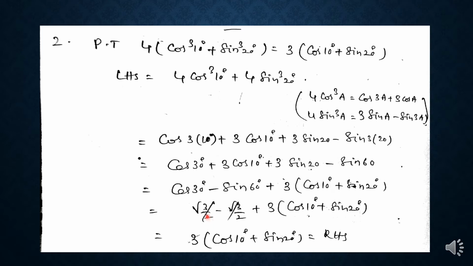So here plus root 3 by 2 minus root 3 by 2 get cancelled. We will get 3 into cos 10 degrees plus sin 20 degrees, which is the RHS. Hence proved the problem.